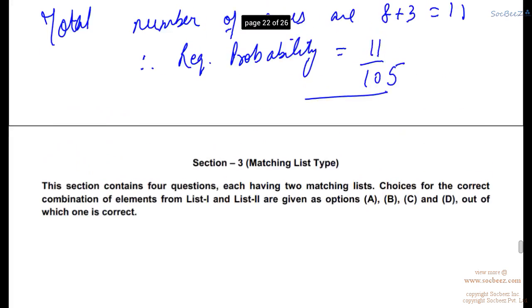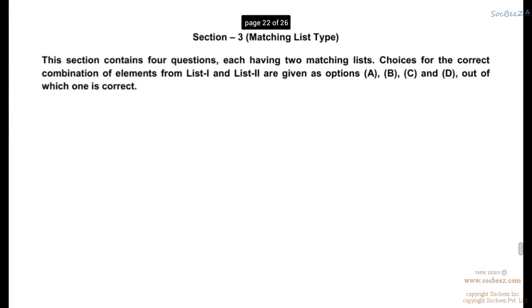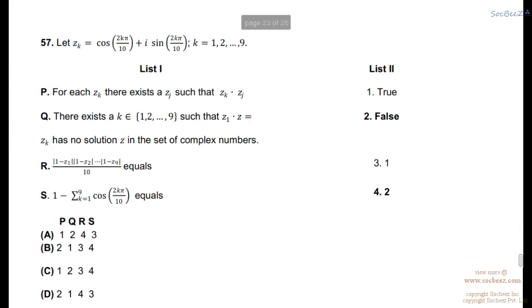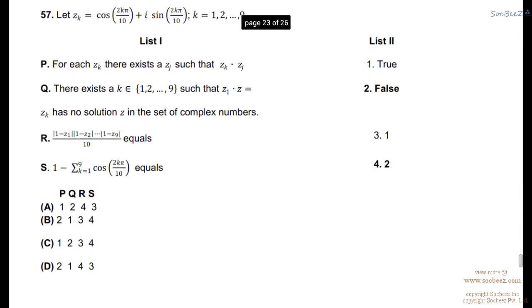Okay, so let's see another question. The next type of questions are matching list type questions. Okay, so the first question says: let zk equals cos 2k pi by 10 plus iota sine 2k pi by 10, and k is from 1 to 9.